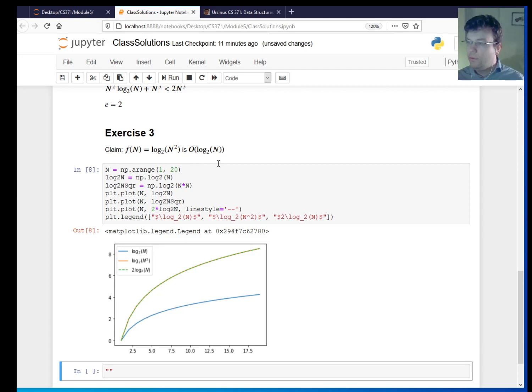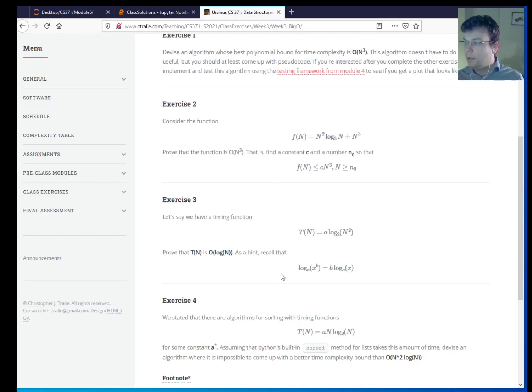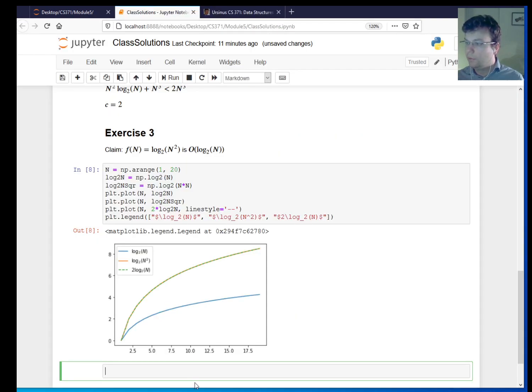So you could use this identity of logarithms, I wrote it down here, that says log base a of x to the b is b times log base a of x. All right, so I'll just repeat that here. Log base a of x to the b is b times log base a of x.